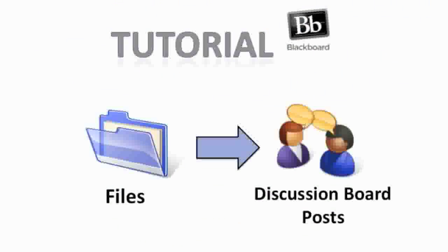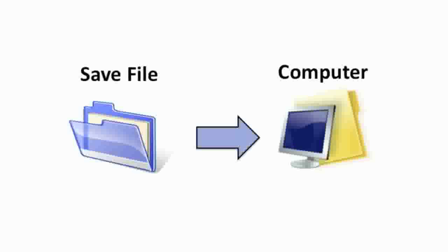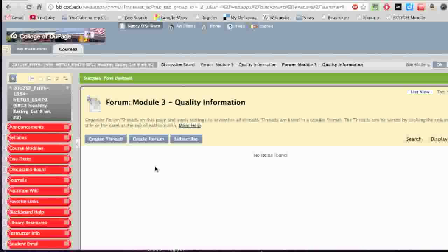In this tutorial, we will be covering how to attach a document file to a discussion board post in Blackboard 9.1. First, you will want to save your document file to your hard drive on your computer so that you can easily locate it. I like to save it to my desktop initially so that I may easily find it for the upload.